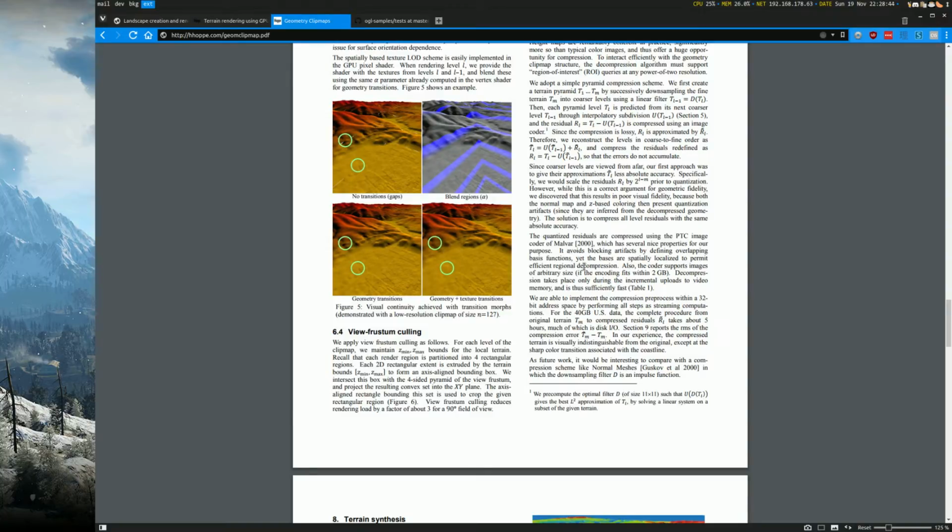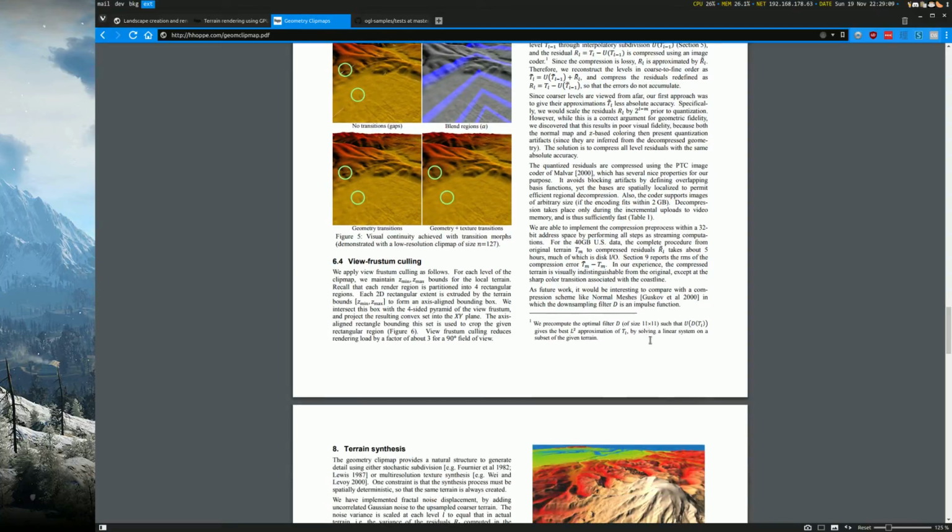No blocking artifacts. Supports images of arbitrary size, up to 2 gigabytes. Decompression takes place only during the incremental uploads to video memory and is sufficiently fast. We're able to implement the compression pre-process with a 32-bit address space by performing all steps as streaming computations for the 40 gigabyte US data. The complete procedure from original terrain to compressed version takes 5 hours, much of which is disk I/O.